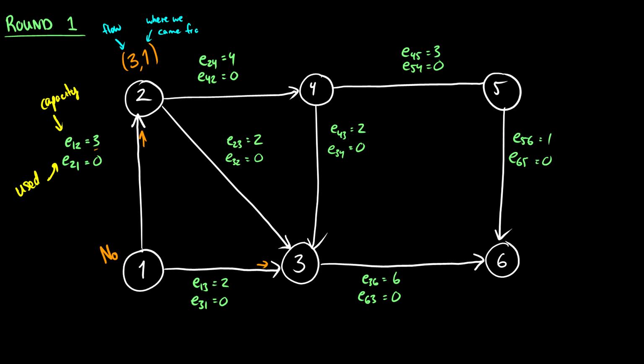Okay, so where else could we get from the first node? We could get 2, 3. So how much can we get out of 3? Well, let's look at the edge 1, 3. We have 2 available. So we can write this as, okay, we have 2 available, and it's coming from 1. Okay, so those are all the nodes that we could reach from 1.